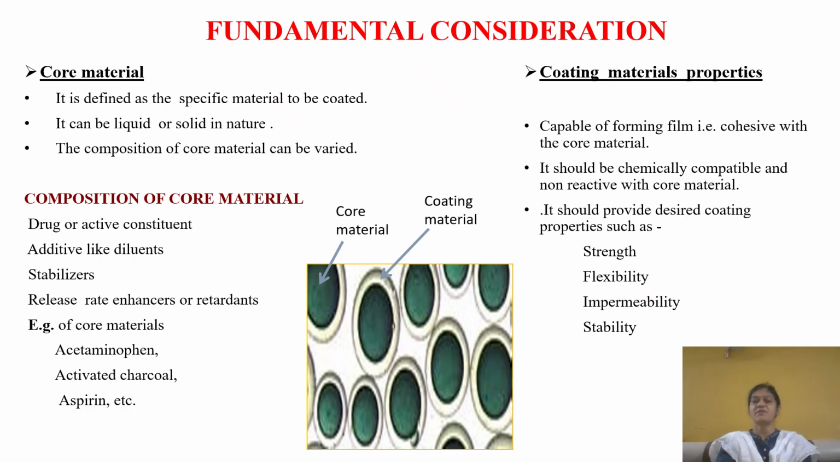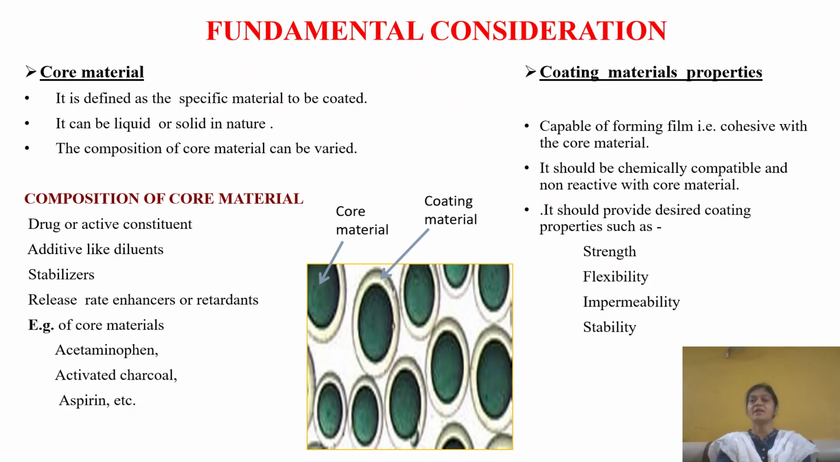Core material is defined as the specific material to be coated. As per the previous discussion, that core material can be liquid or solid. The composition of core material is nothing but your drug or the active constituent, then additives like diluent and stabilizer. Some release rate enhancers or retardants can also be used. As per the diagrammatic presentation we already saw, core material is the inner material, and the coating material is the outside material.